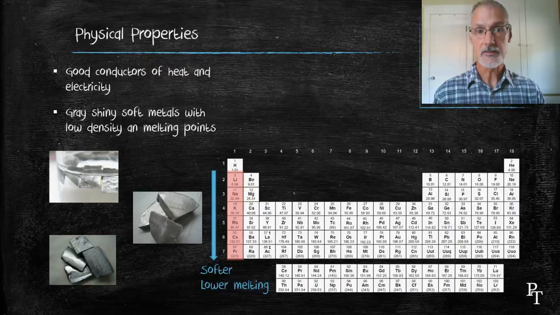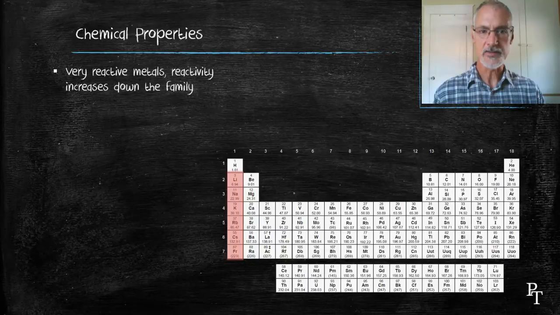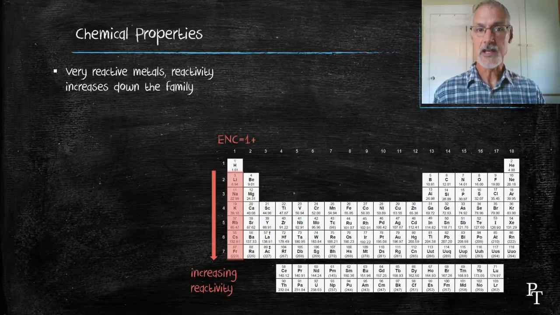In fact, as you move down the periodic table, they become easier and easier to melt at lower and lower temperatures. Chemically, they're the most reactive of the metals. We'll take a look at their particular reactions a bit later on. But what is interesting to note is that as you move down the table, the reactivity increases.